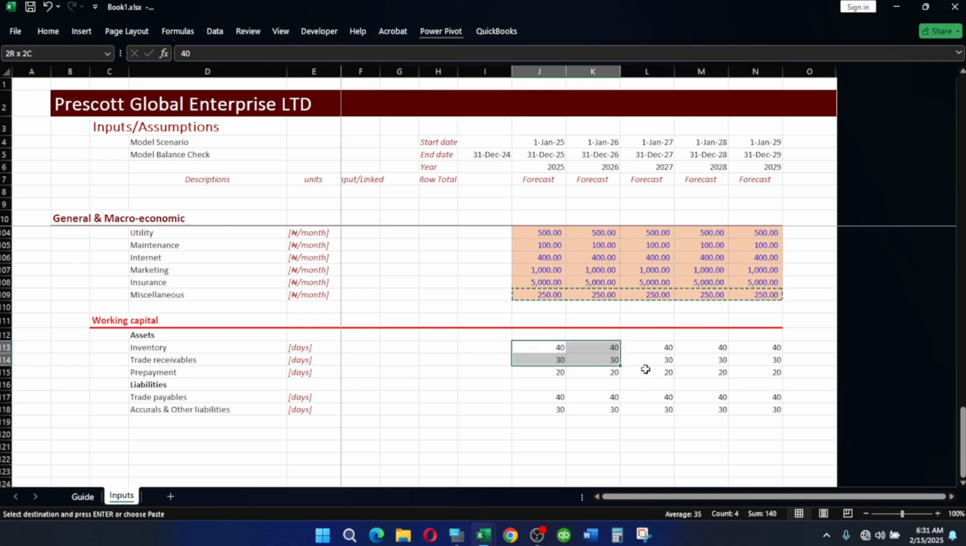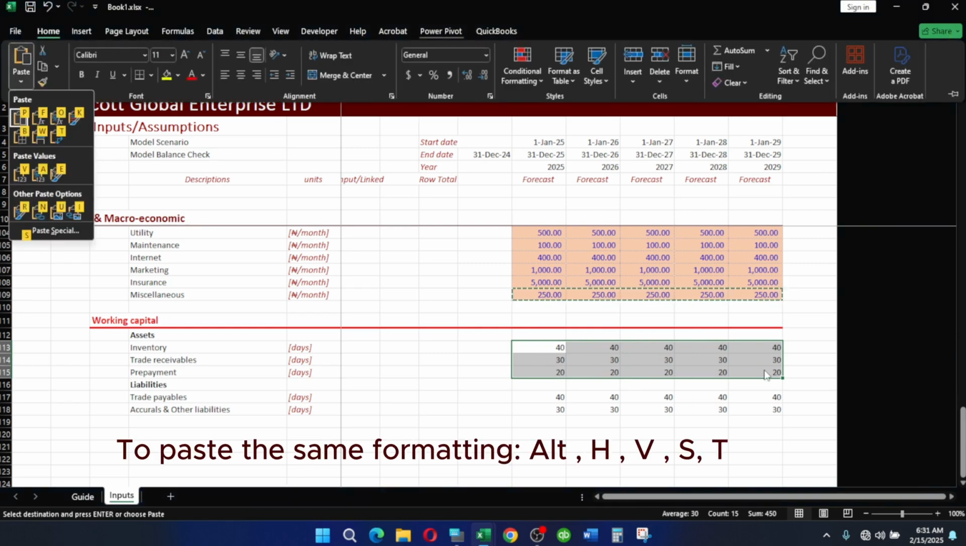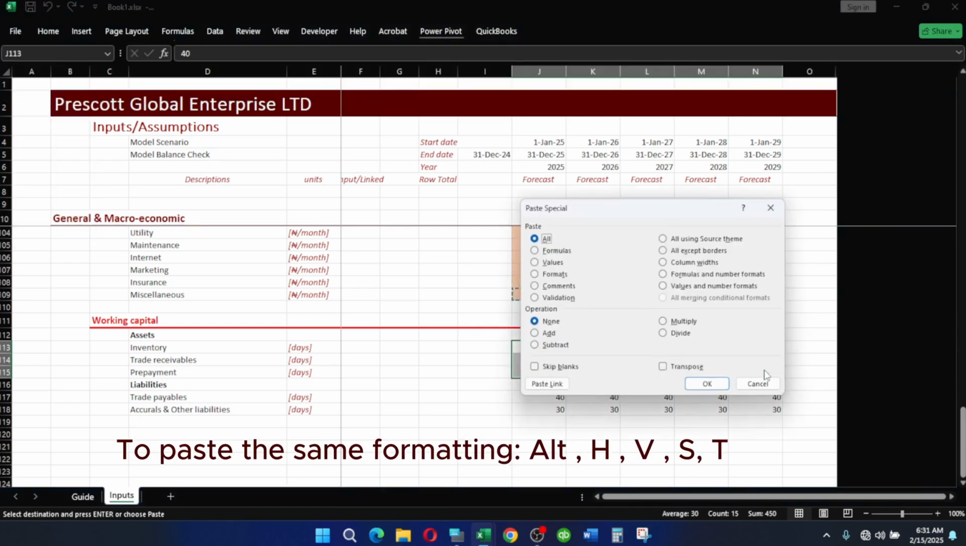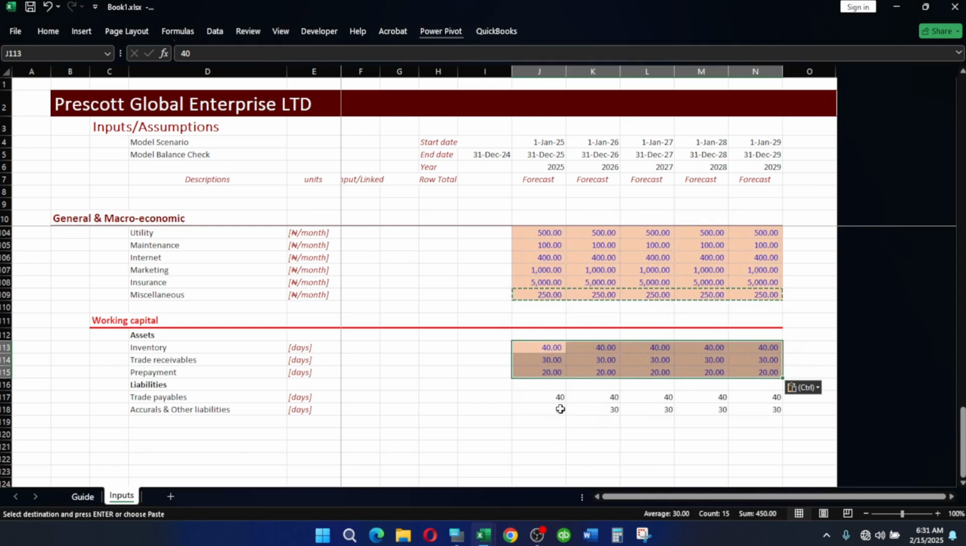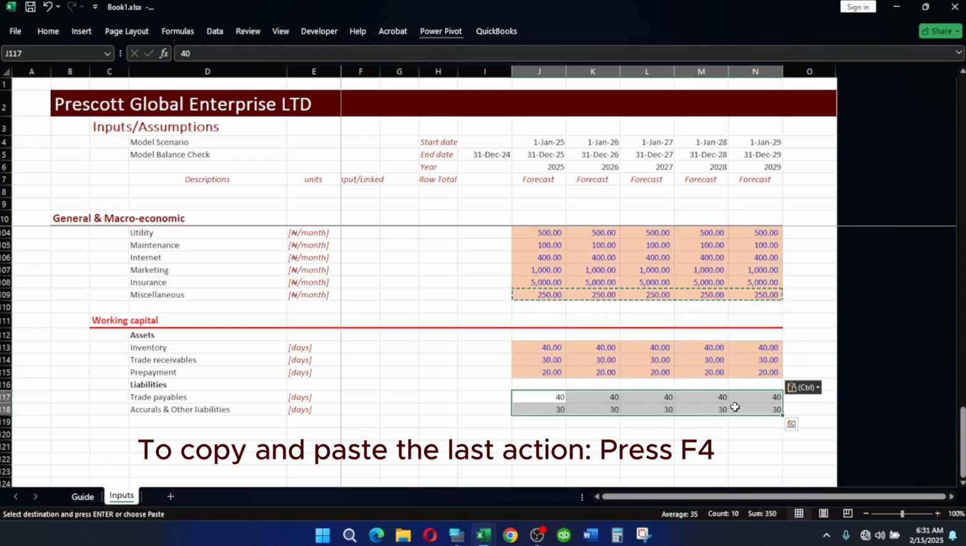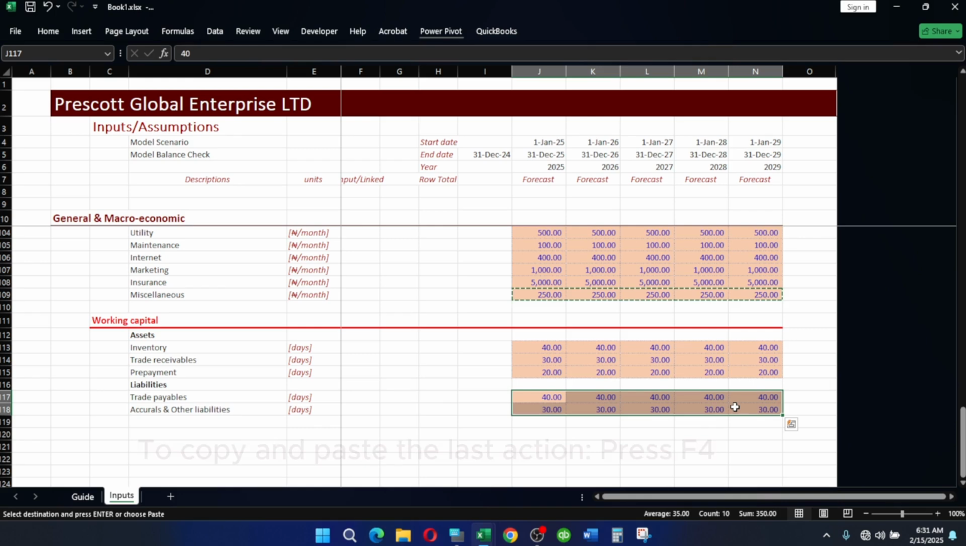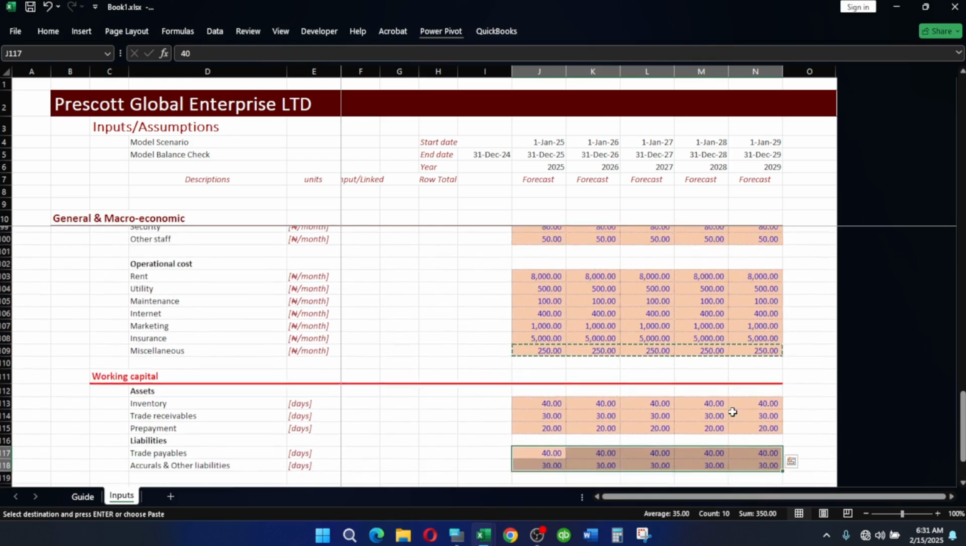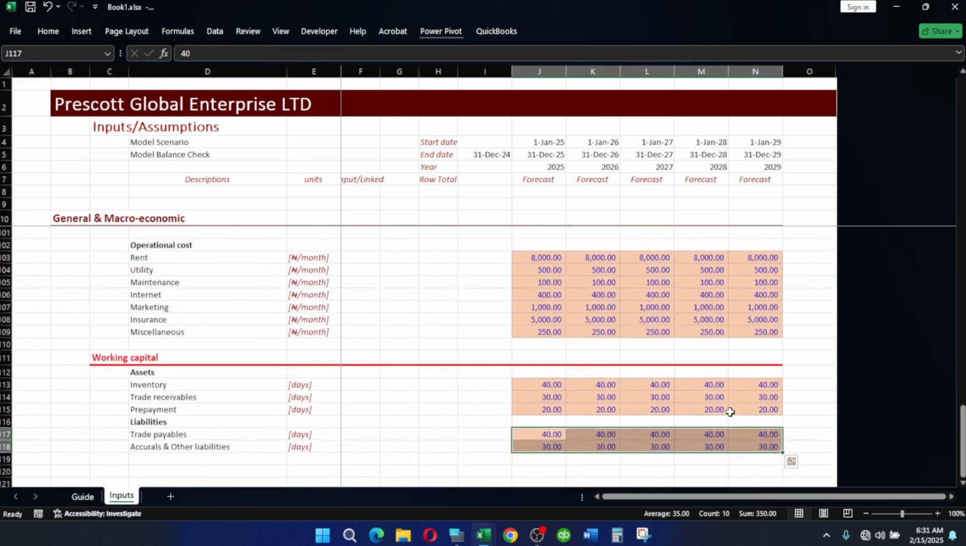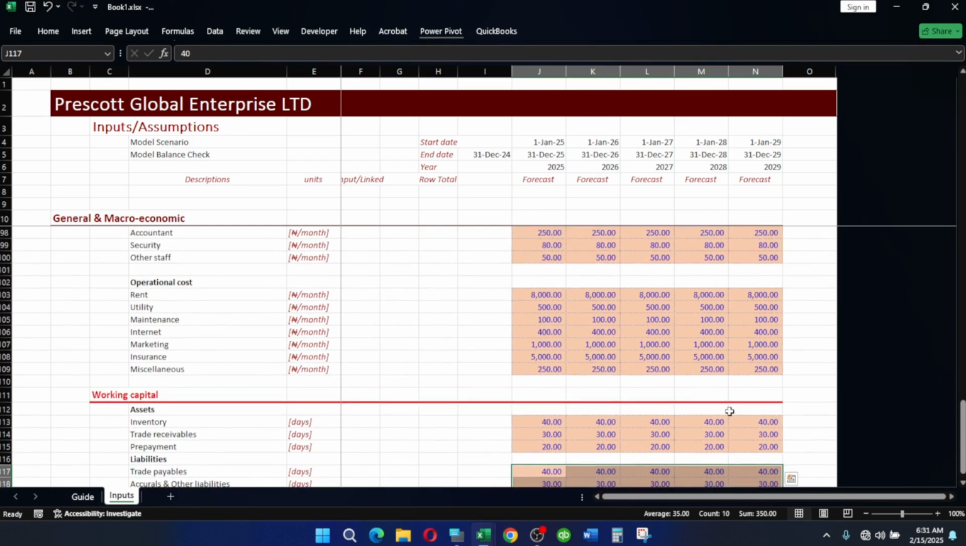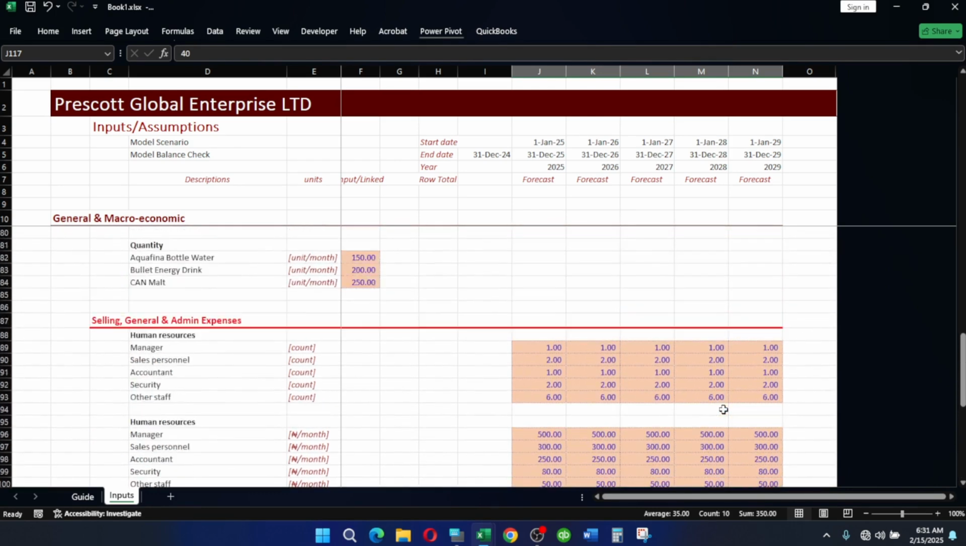I'll copy this. I will now press Ctrl+V, paste special. You can see. So instead of doing that again, because the last formatting I did is what I'm going to apply, I'll press F4, which will apply the last formatting. So this is just the assumptions we have built around our working capital, our operational costs, and our HR, human resources under our staff management.